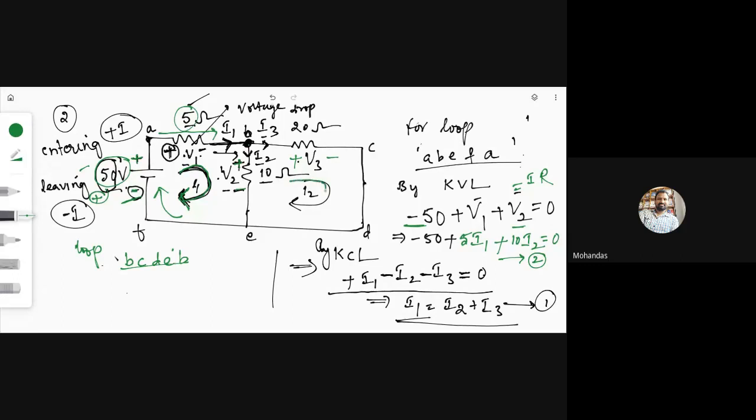Again, in this loop 2, we have to assign the clockwise direction current. Now, tell me at which polarity of this voltage drop across the resistor is the current entering? Minus. Yes, minus. So you have to take minus V2 and move in the same direction. V3 is there. At which polarity is the current entering? Plus V3, which is equal to 0.